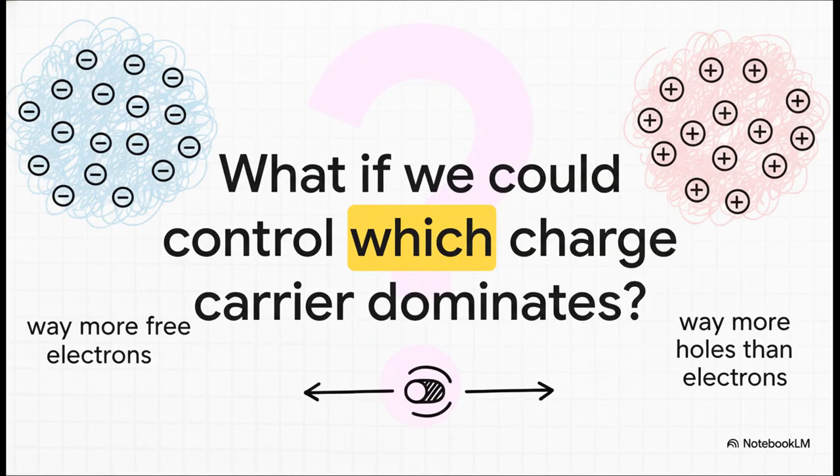So we figured out how a pure semiconductor works, but it leaves a little bit up to chance, right? So here's a final thought to leave you with. What if we could control this? What if we could rig the game so that we always have way more electrons than holes, or way more holes than electrons? Well, turns out we can, and that process is the next chapter in this story. But that's a tale for another explainer.